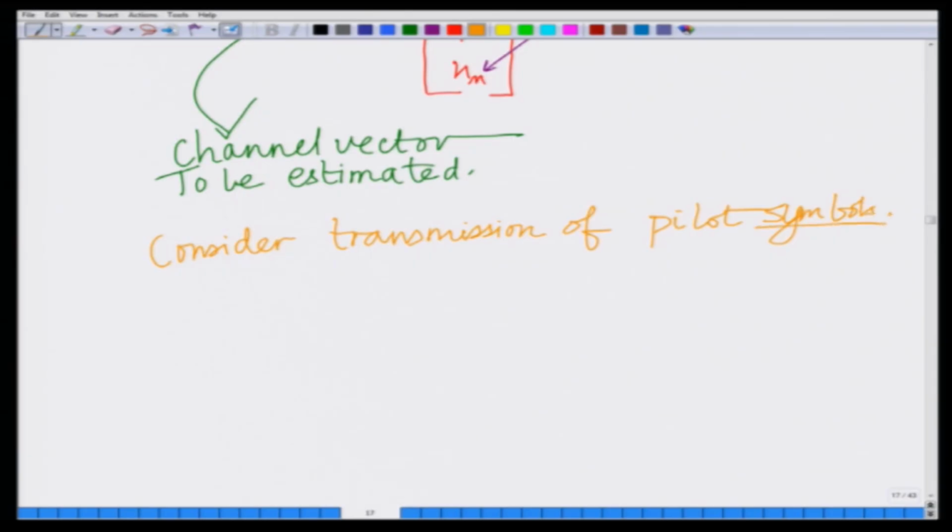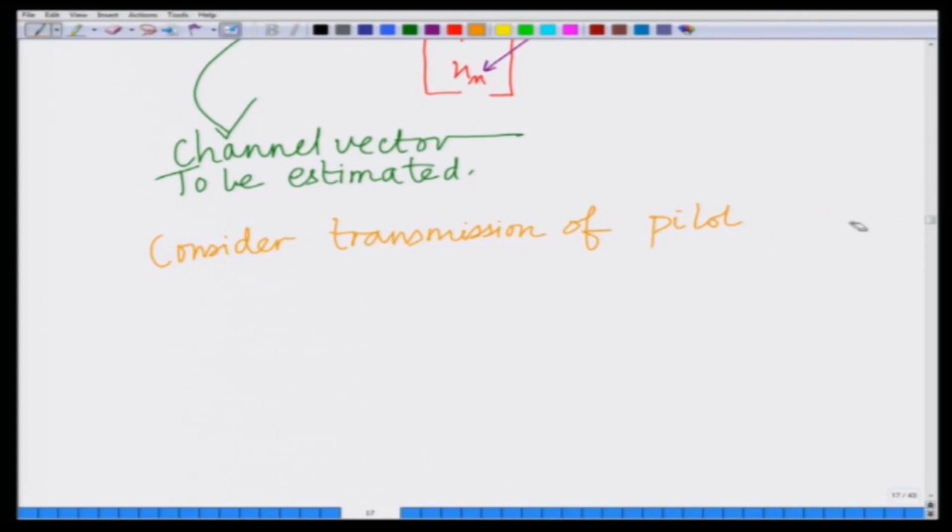However, I have been slightly inaccurate because we have multiple antennas. So, we need the transmission of one pilot symbol from each transmit antenna. So, rather than pilot symbols, we will actually be transmitting pilot vectors, where the vector of transmitted symbols corresponds to one transmit symbol from each transmit antenna. So, we will talk about pilot vectors. Let us consider the transmission of pilot vectors, and in fact, there will be multiple such vectors.